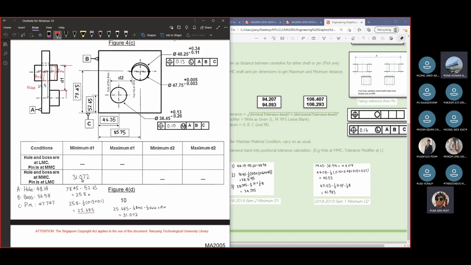Bro, can I interrupt you for a while? Sure. When we look at this tolerance for the hole, are we supposed to add the position tolerance and the tolerance band?